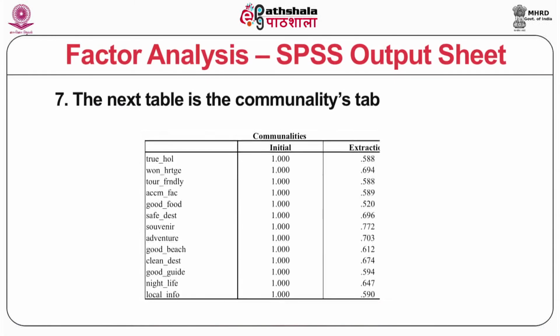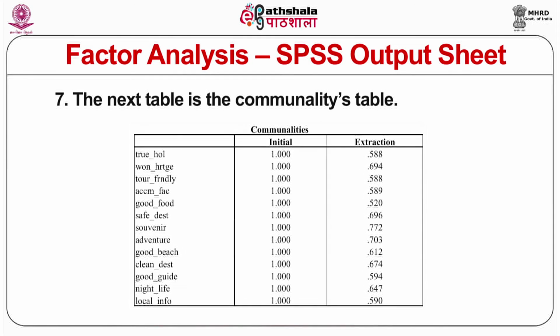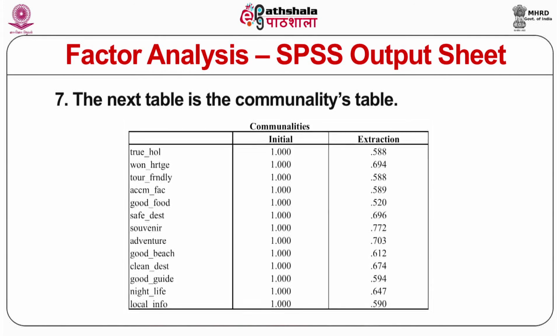The seventh step. The next table in the output sheet is the communality table. This table explains the amount of variance a variable shares with all the other variables. Here, about 58.8% variance is explained by the first variable only, that is the true HOL. Ideally, variables with less than 0.5 communality can be removed and calculations are done again. In this particular case, none of the variables has communality less than 0.5 and therefore there is no need to delete any of the variables.